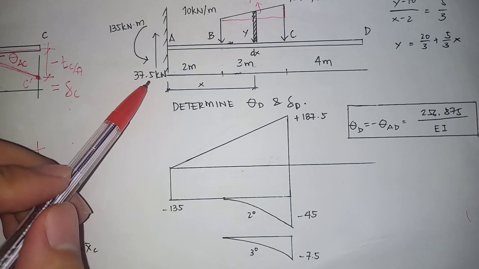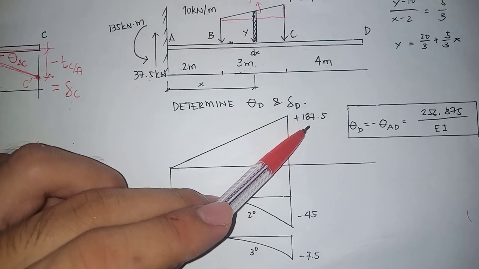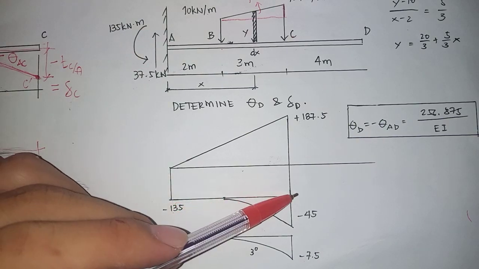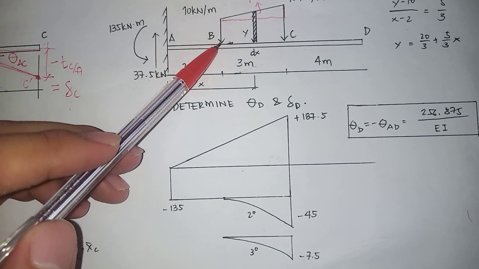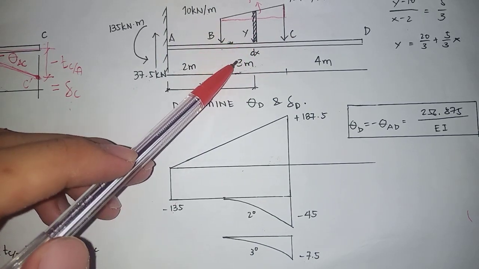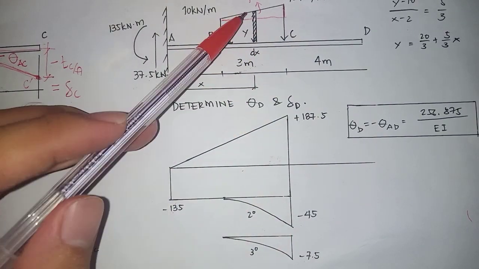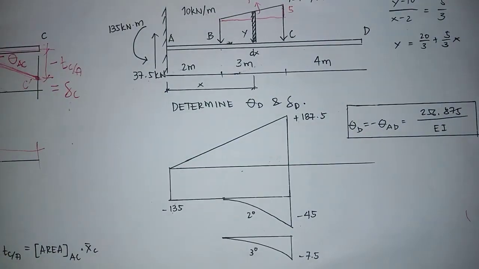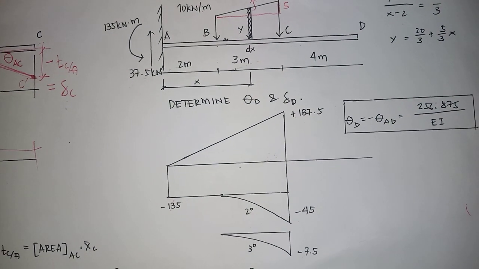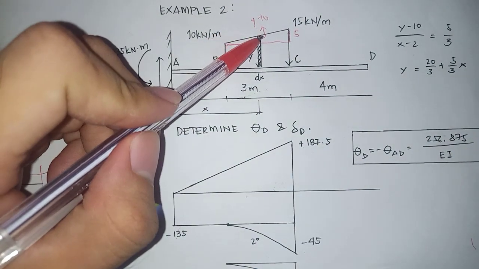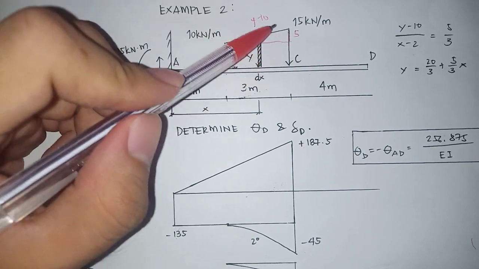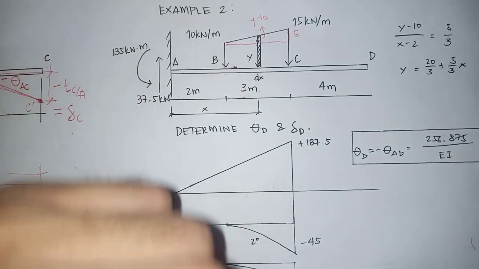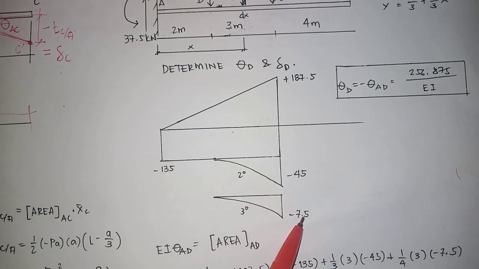This 37.5 times 5 meters is 187.5. This is counterclockwise, so it goes down first. What do we have here? 10 times 3 times 1.5, since half of 3, so that's negative 45. Since this is 15 and that is 10, there is 5 remaining here. So we have 1/2 times 5 times 3 times 1/3 of 3, which is 1. So we get negative 7.5.